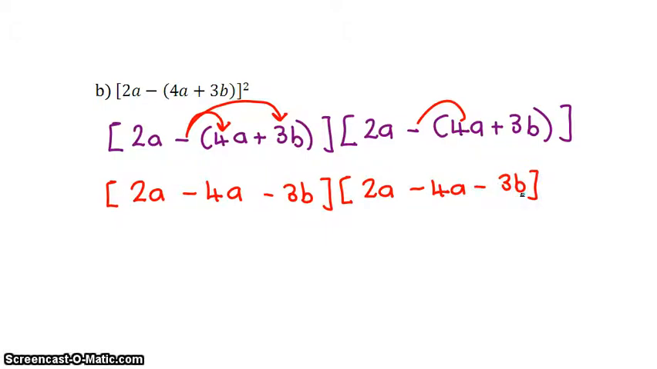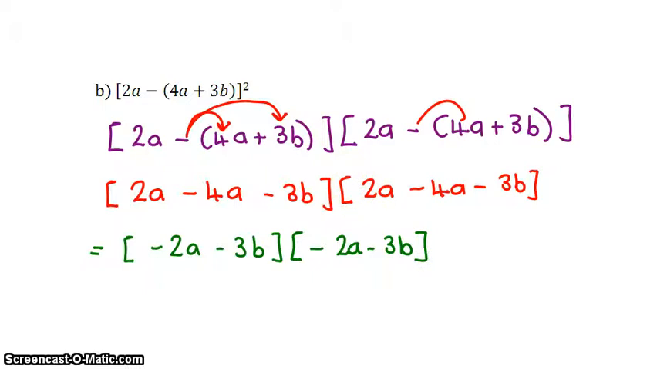Now again, inside my brackets, before I even multiply, I can see like terms. So 2a minus 4a is minus 2a, minus 3b. And the other one will be identical, minus 2a minus 3b. So as soon as I have brackets within brackets, I start in the middle, I start on the inside. Because now I'm down to a binomial times a binomial, so this is quite easy.